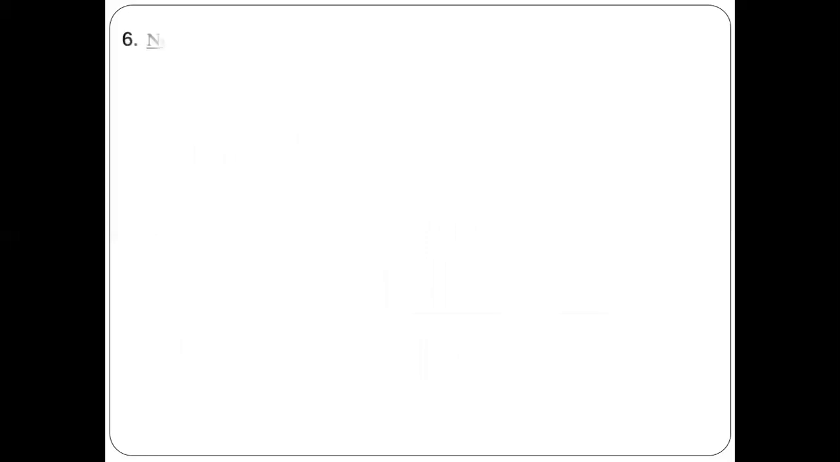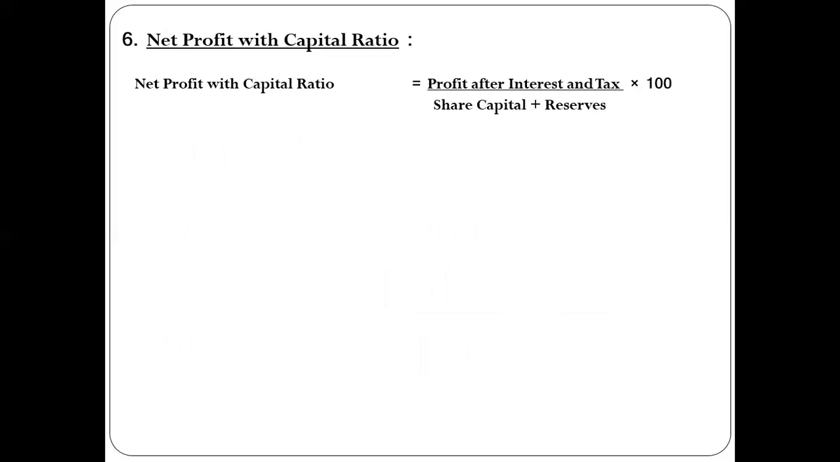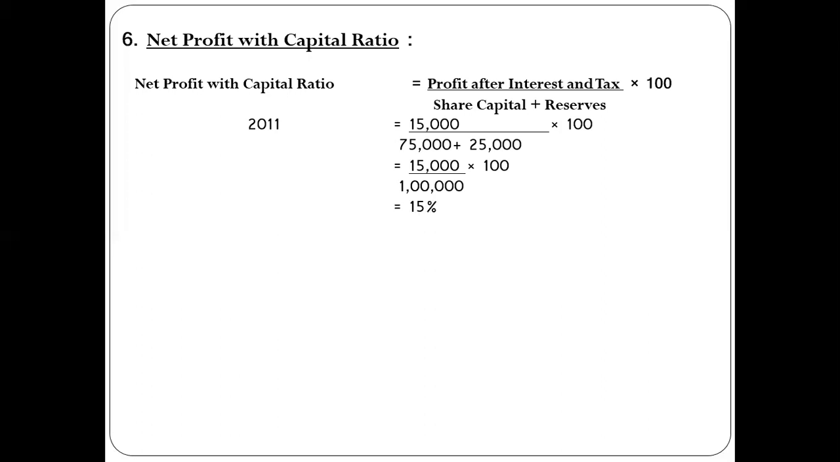Now next ratio, net profit with capital ratio. The formula for this is equal to profit after interest and tax divided by share capital plus reserves into 100. In 2011, the profit after interest and tax is 15,000 divided by 75,000 plus 25,000 reserves into 100. So we'll find out 15,000 divided by 1 lakh into 100, that is 15%.